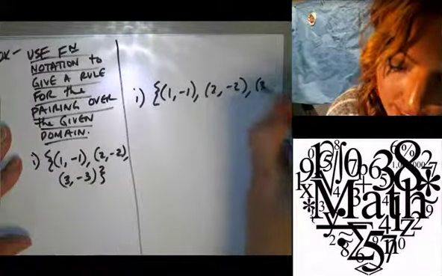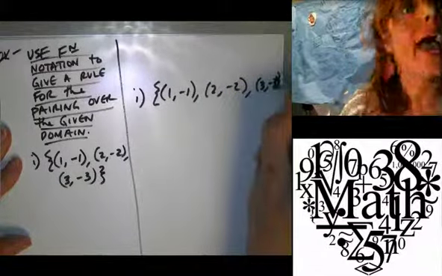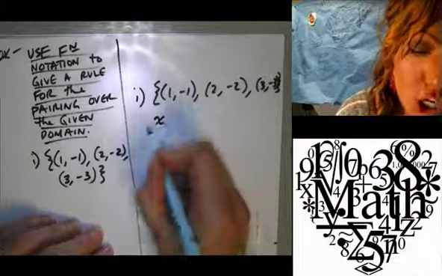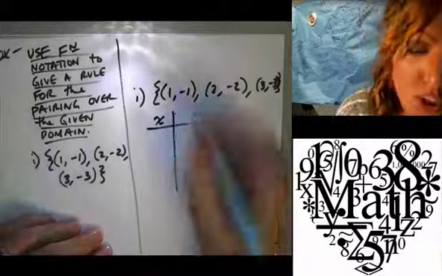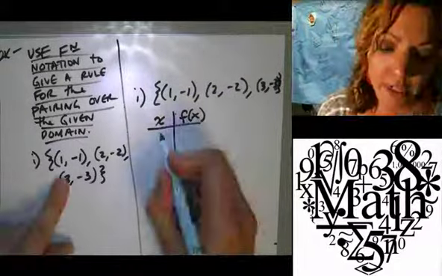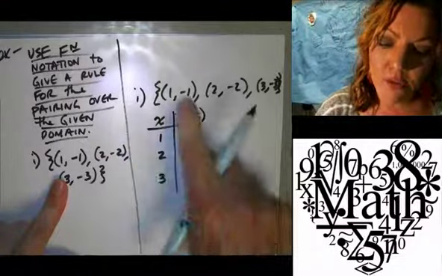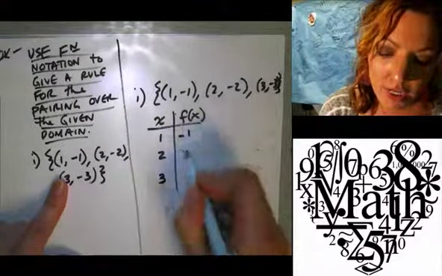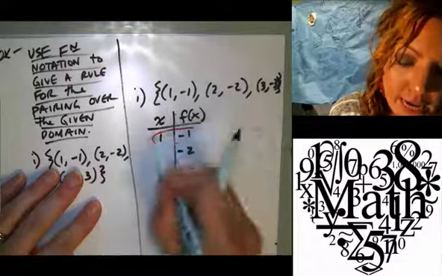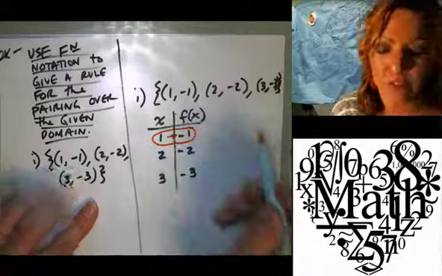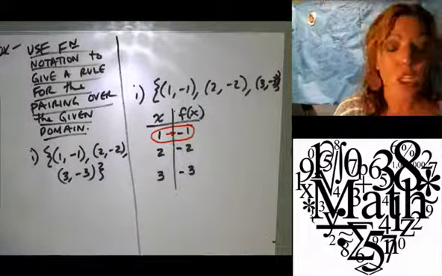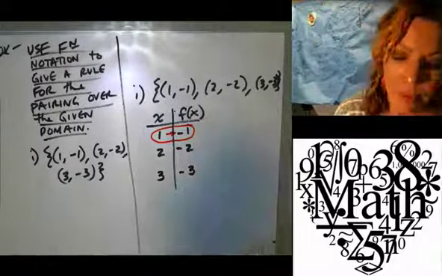We are being asked to write a rule, meaning f of x equals something, to show how you get from the x coordinates to the f of x coordinates. The x coordinates in here are 1, 2, and 3, and the f of x or y coordinates are negative 1, negative 2, negative 3. Looking across, can anybody see what happens to get from x to f of x in each of these pairs? Multiply by negative 1. Excellent.